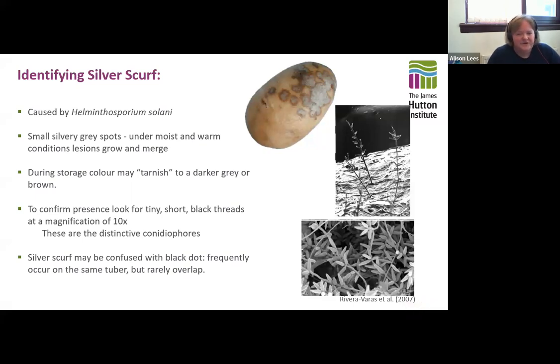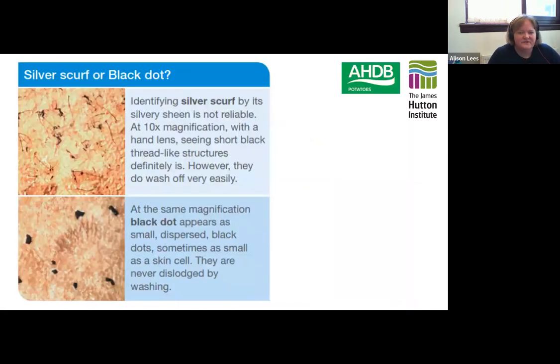Silver scurf may be confused with black dot. They frequently occur on the same tuber, but they rarely overlap. So silver scurf and black dot are shown here at the same magnification, just highlighting the differences that allow identification.